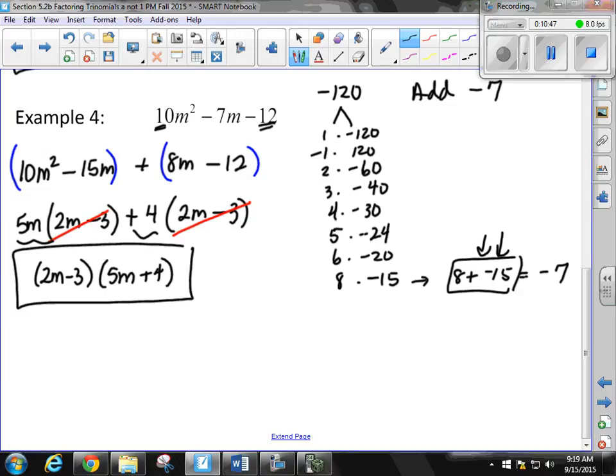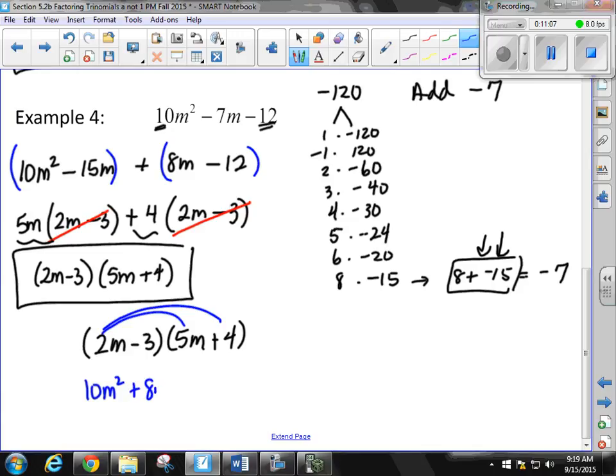Now I want to go ahead and multiply this out just to show you that you can check your work. And it's a good idea to do this, especially on a quiz or a test. So first, 2m times 5m is 10m squared. 2m times 4 is plus 8m. Negative 3 times 5m is negative 15m. And negative 3 times 4 is negative 12.